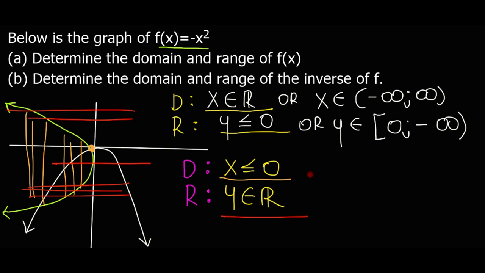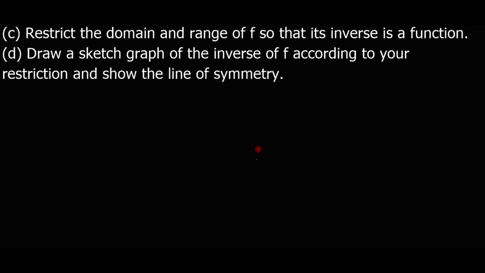But the shorter way kore wena o tsebe hore the domain ya the inverse ke the range ya the original. And then the range here, the inverse, give the domain here, the original. So that's it for this question anyway. Part C, restrict the domain and range of f so that its inverse is a function. Remember, we generally this graph.